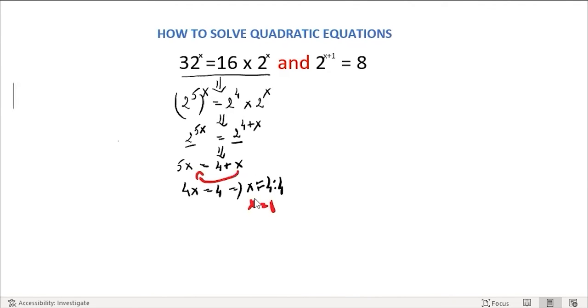Now, we will apply the same method for the second equation. 2 to the power of x plus 1 remains as it is, equals 8. We can write it as 2 to the power of 3. Now we have 2 equals 2. We will write x plus 1 equals 3. Result: x equals 3 minus 1.